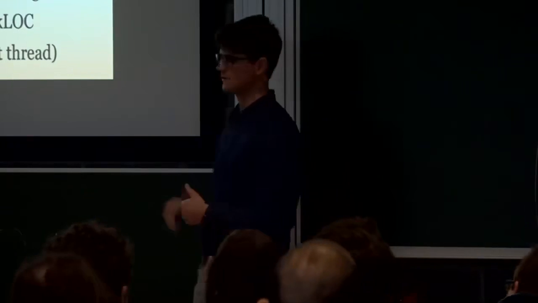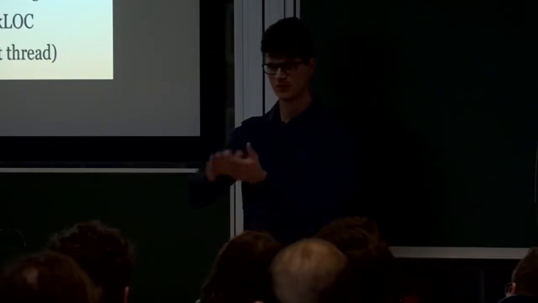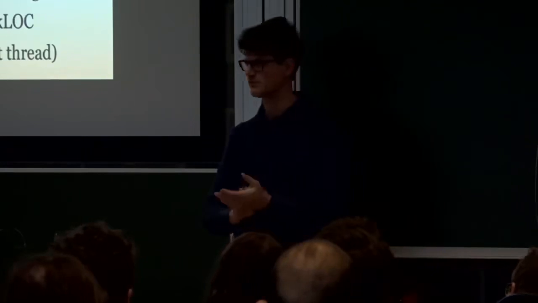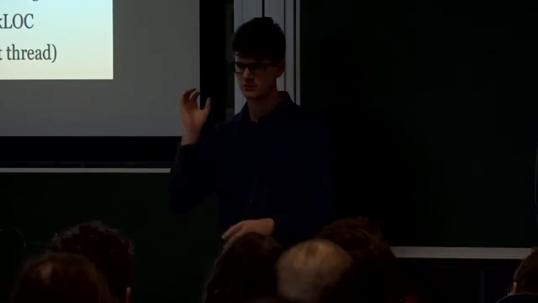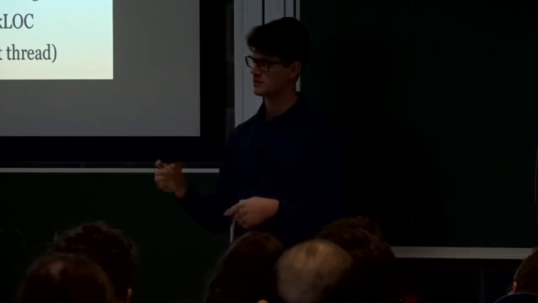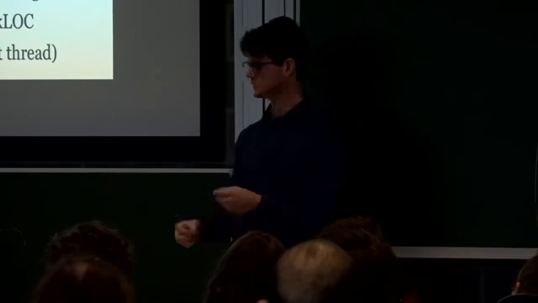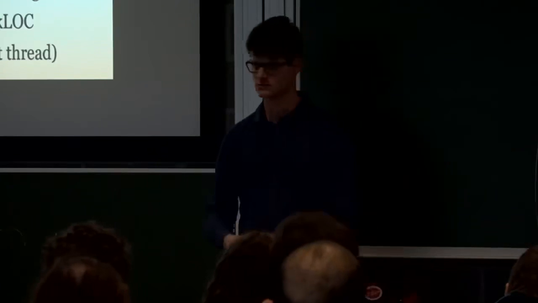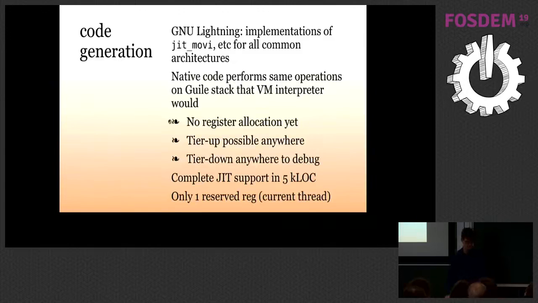And the JIT itself is only 5,000 lines of code, not even source lines, like physical lines of code. And we did pretty good in terms of the number of reserved registers. There's only one that really needs to be preserved. And there's a stack register, which is a sort of base pointer for writing values. That one can be reloaded, but it's usually always there as well.